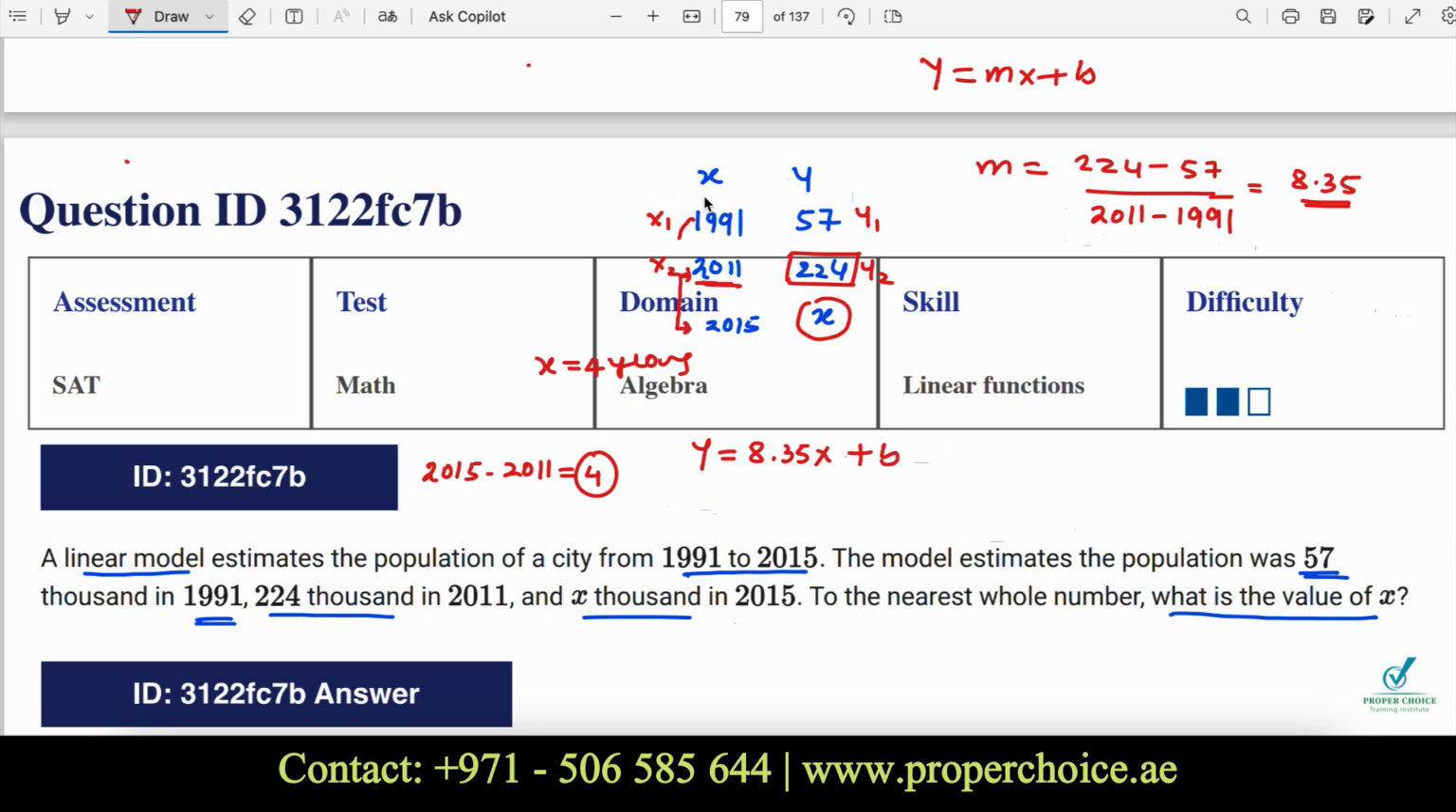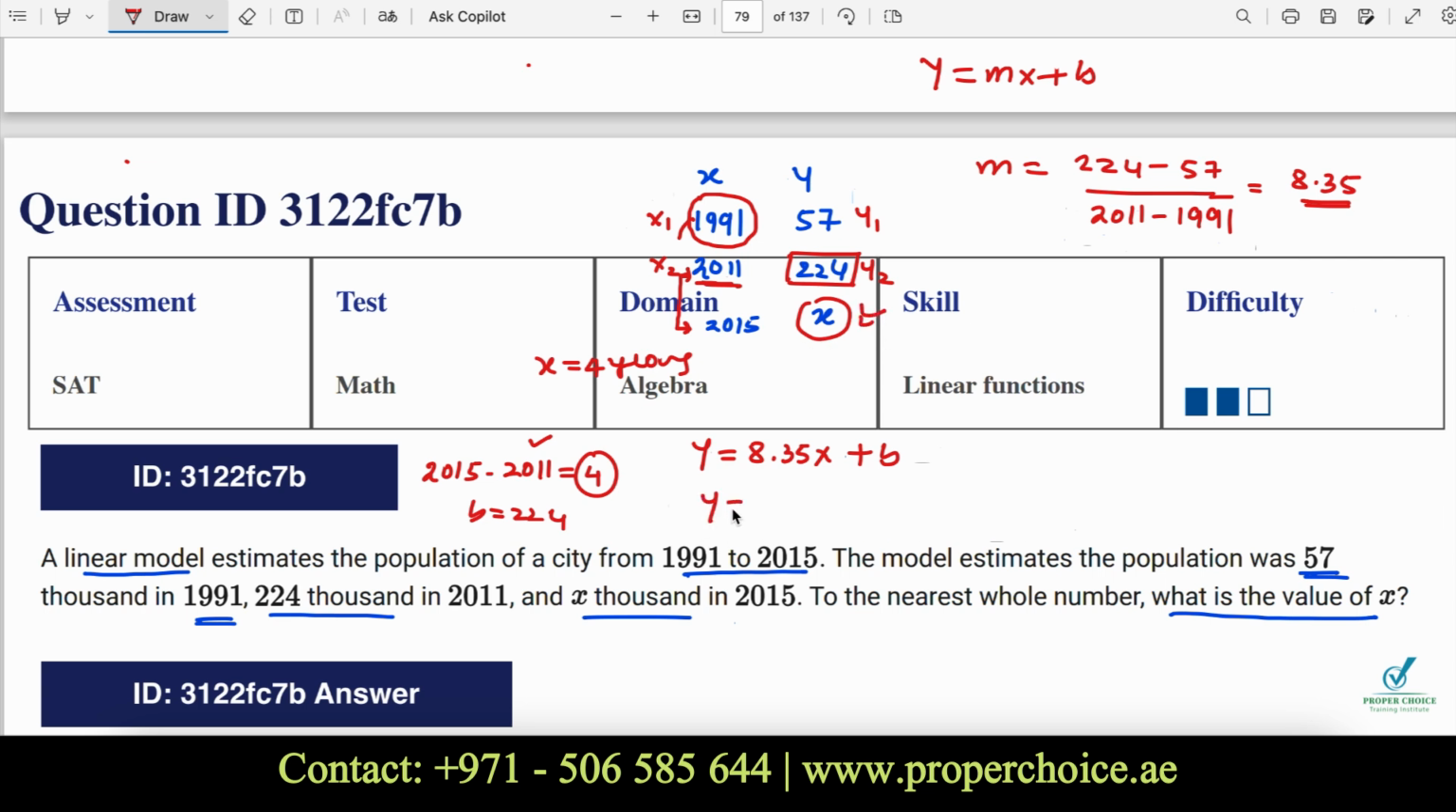If you are considering the value of x as 1991, then you have to find out how many years from 1991 to 2015, and the initial value, that b value in that case, is going to be 57. Either way works. So now I have to substitute the b value as 224, because I am calculating the increment from 2011 to 15, considering 2011 as the initial value, and we can solve for y.